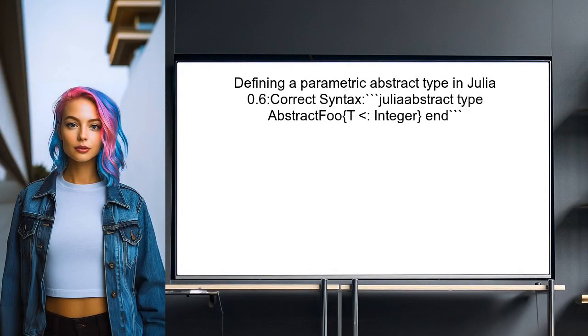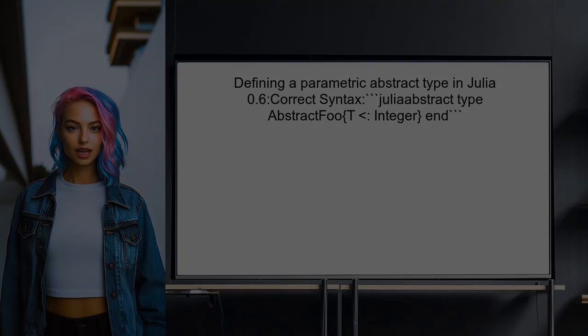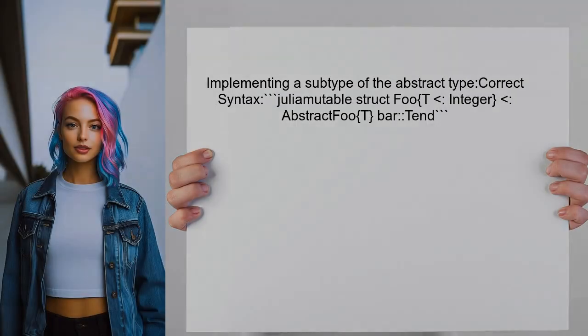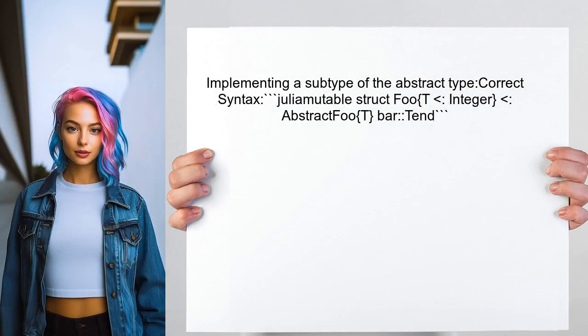To define a parametric abstract type that restricts its type parameters to integers in Julia 0.6, the user should use the non-where syntax. This means the correct way to declare the abstract type is by writing abstract type AbstractFoo{T<:Integer} end. Next, when implementing a subtype of this abstract type, the user can also use the non-where syntax. The correct way to define the mutable struct is mutable struct Foo{T<:Integer} <: AbstractFoo{T}. This ensures that T is restricted to integers.